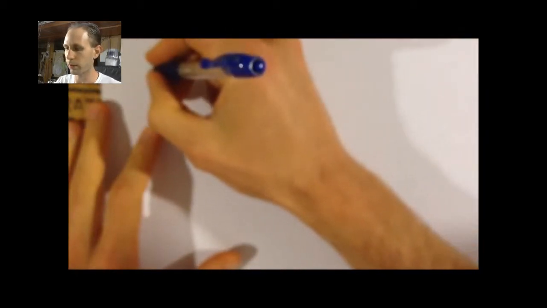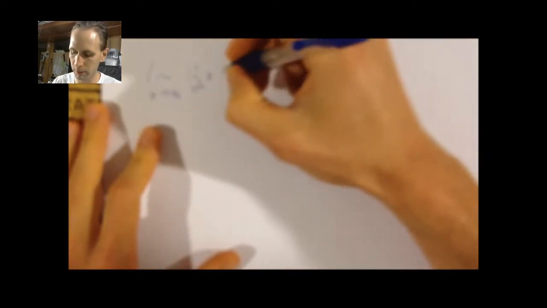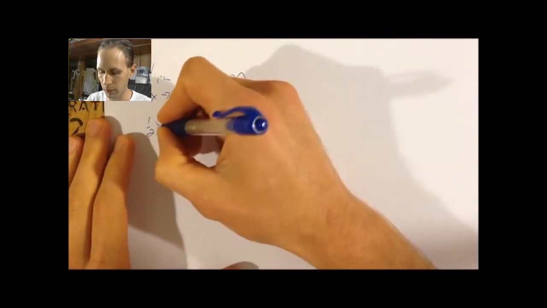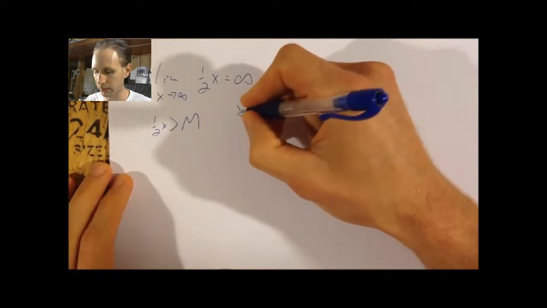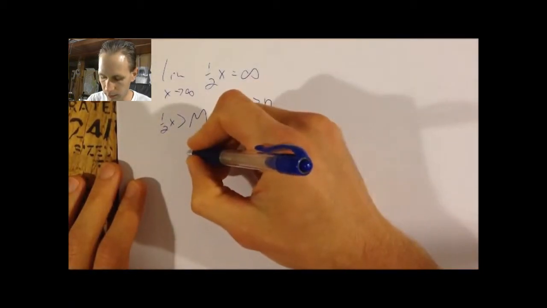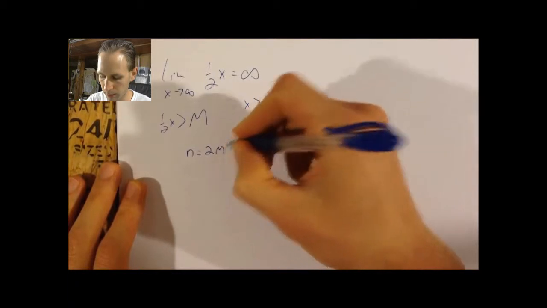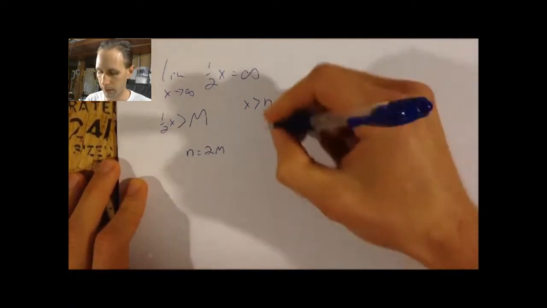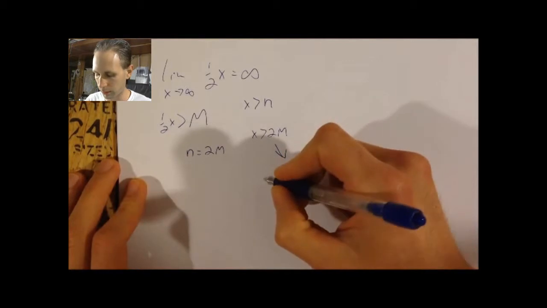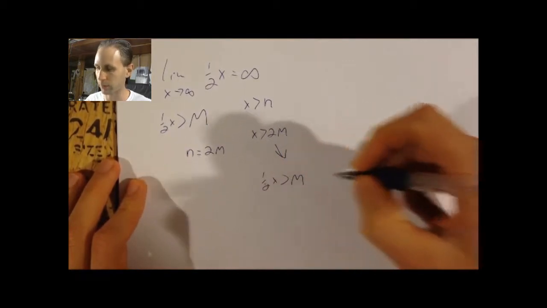We proved the last time that the limit as x approaches infinity of the function 1/2 x was equal to infinity by showing that for any value of m arbitrarily large, we can find an n such that 1/2 x will be greater than m whenever x is greater than n. And we showed that if n is equal to 2 times m, then if x is greater than that, that implies that 1/2 x will be greater than m, thus completing the proof.